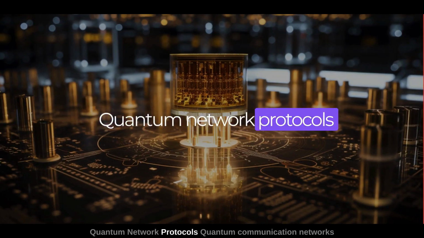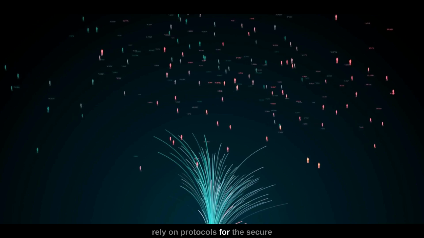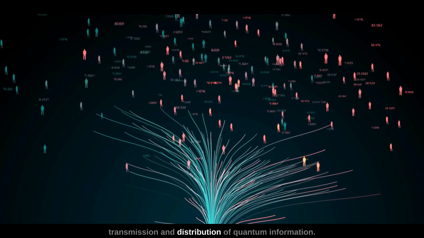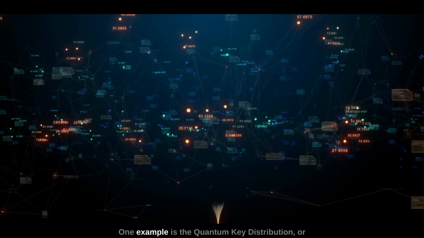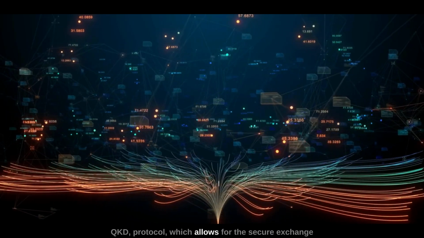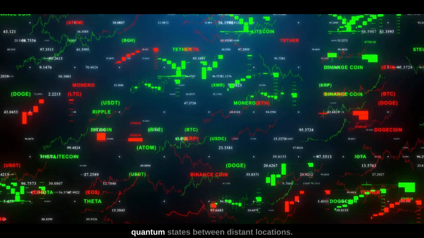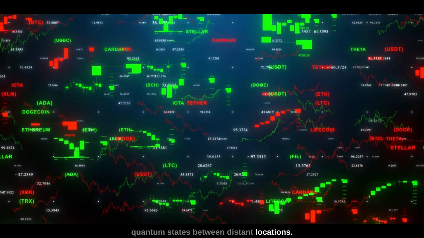Quantum network protocols. Quantum communication networks rely on protocols for the secure transmission and distribution of quantum information. One example is the quantum key distribution, or QKD protocol, which allows for the secure exchange of encryption keys using quantum properties. Another protocol is quantum teleportation, which enables the transfer of quantum states between distant locations.